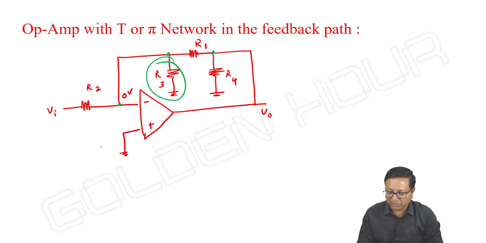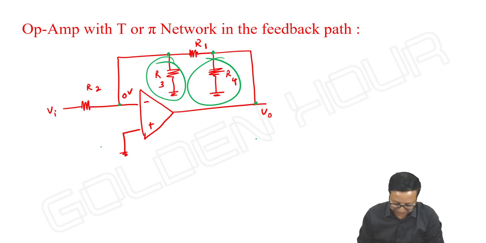And look at R4. R4 is from here to ground, or from here. This point and this point are one and the same. So here to ground only. R3 and R4 positions I can change. So I'm redrawing the circuit this way.